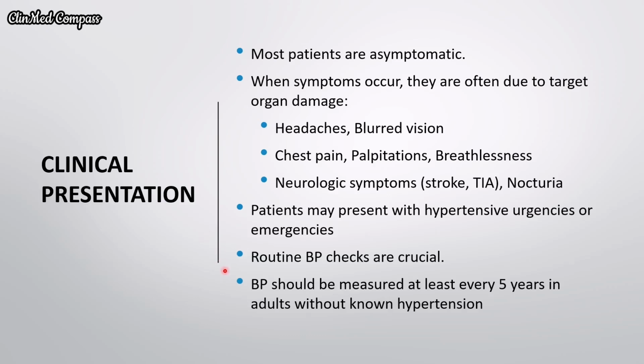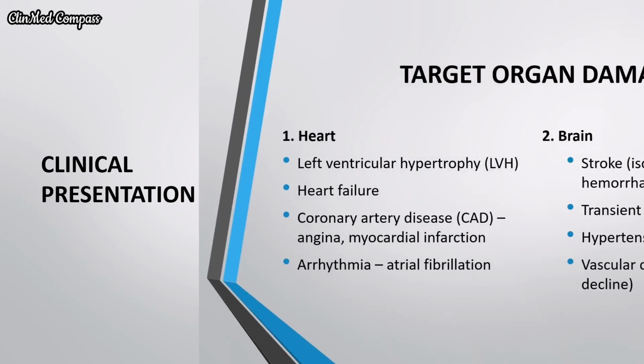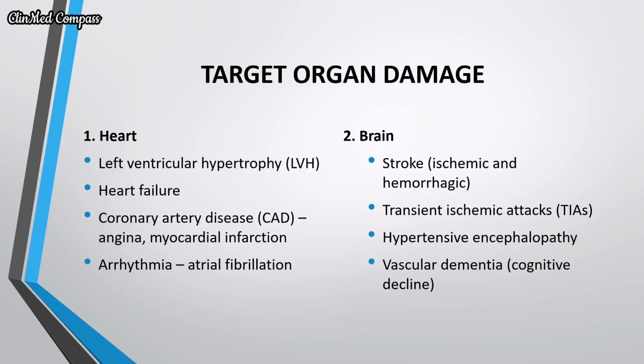It's important to state that routine BP checks are very crucial. BP should be measured at least every 5 years in adults without known hypertension. Uncontrolled hypertension damages the vital organs over time. Let's start with the heart. Left ventricular hypertrophy, heart failure, coronary artery diseases like myocardial infarction, arrhythmias like atrial fibrillation due to structural heart changes.